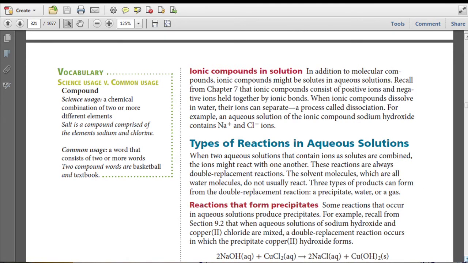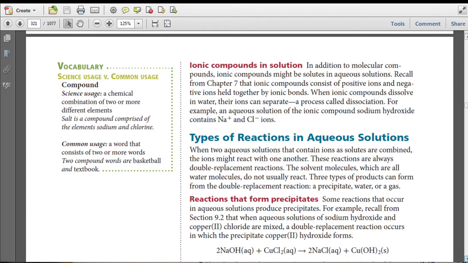In addition to molecular compounds, ionic compounds might be solutes in aqueous solutions. Recall from Chapter 7 that ionic compounds consist of positive ions and negative ions held together by ionic bonds. When ionic compounds dissolve in water, their ions can separate, a process called dissociation. For example, an aqueous solution of the ionic compound sodium hydroxide contains sodium ions, or sodium cations, and chloride anions.